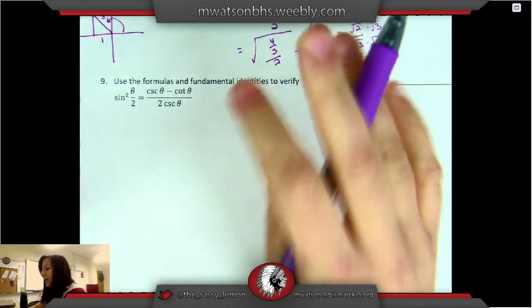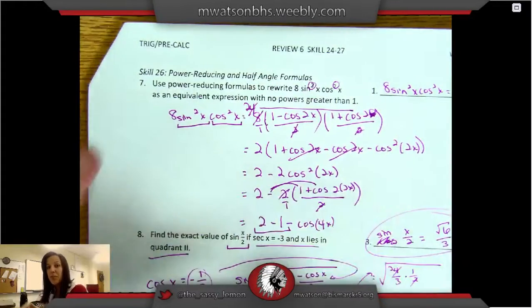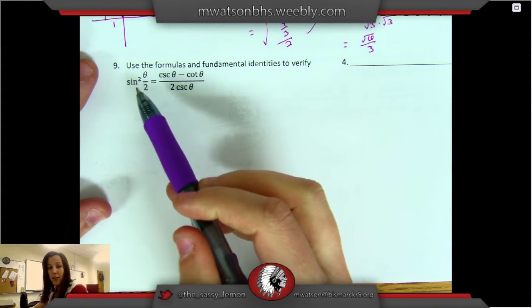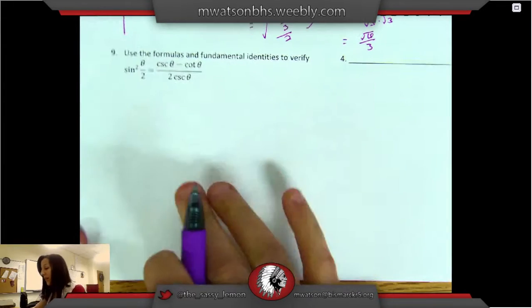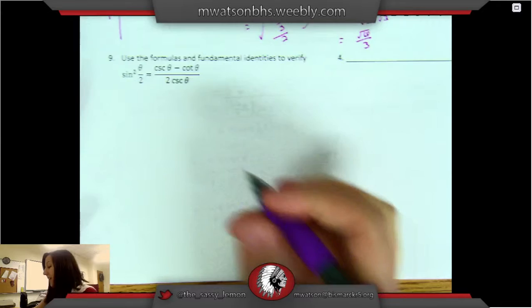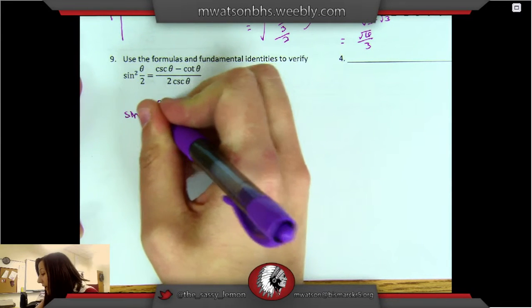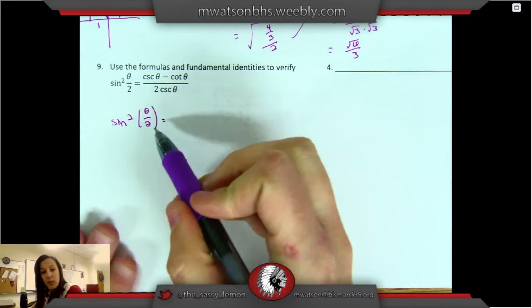Also, notice that we're in the power reducing half angle formula section. So notice this has a power reducing and half angle kind of thing to it. So I would start with the left hand side. So I've got sine squared of theta over 2. And I don't like having these weird angles.